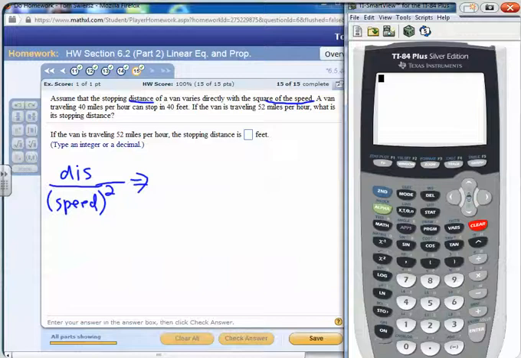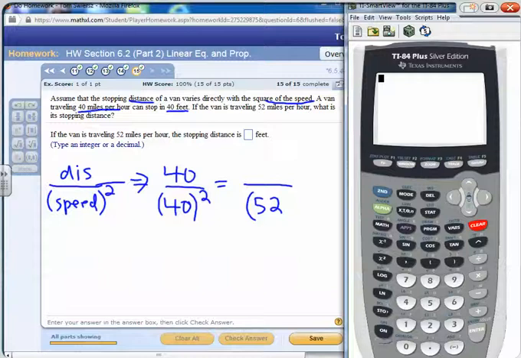Now notice, 40 miles per hour can stop at 40 feet. So the distance is 40, the speed in miles per hour was 40, but it's squared. If the van is traveling 52 miles per hour, so 52 is the speed, that's in the denominator, but it's squared, right? It's to the second power. What is the stopping distance? That's the unknown, so we use our variable X.